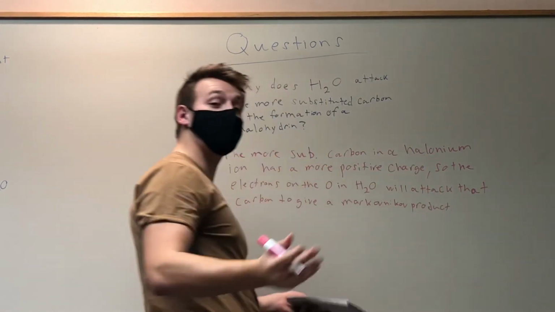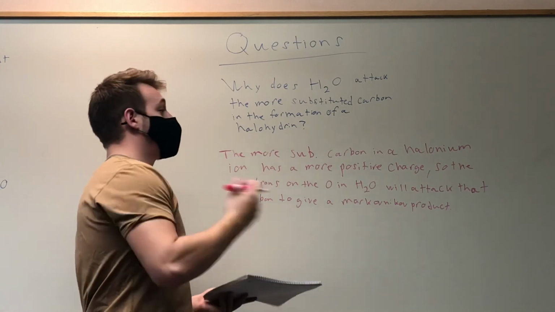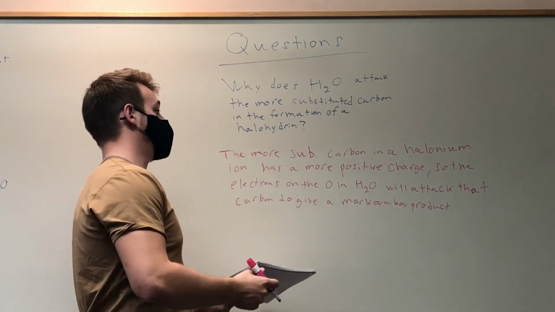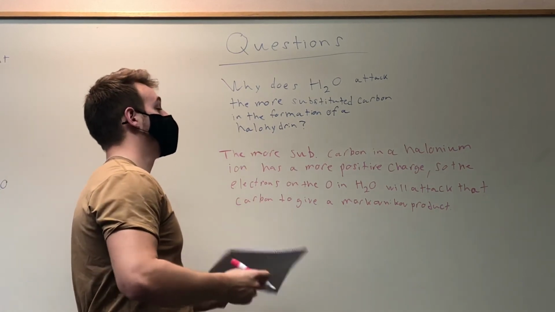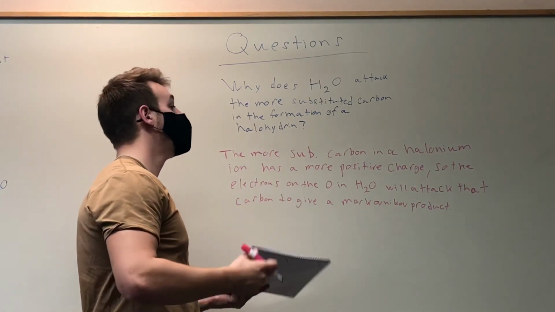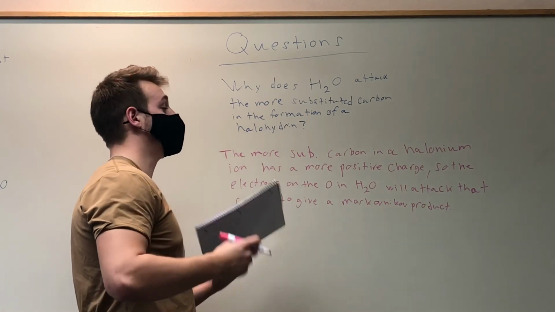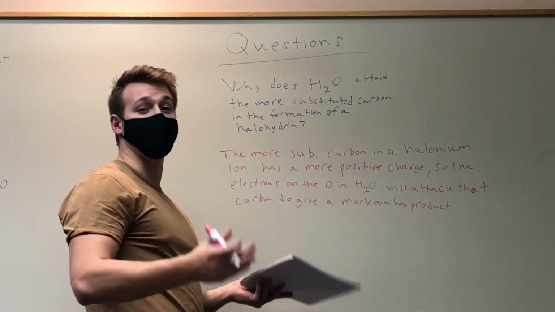Alright, so the answer to this question is, the more substituted carbon in a halonium ion has a more positive charge. So this means that the electrons on the oxygen in H2O will attack that carbon, which will in turn give a Markovnikov product. Thank you.